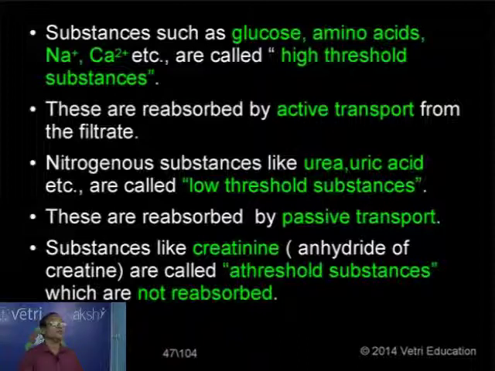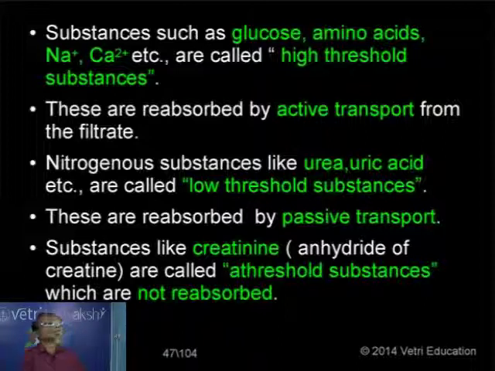So those substances which are found in lesser concentration in the filtrate and higher concentration in the plasma, and which are normally reabsorbed by active transport, are called high threshold substances. The concentration is less in the filtrate when compared to plasma, but we need them badly. That is why the body reabsorbs them again and again from the filtrate. And the nitrogenous waste materials like urea, uric acid, etc., are called low threshold substances, because their concentration is normally higher in the filtrate than in the plasma.